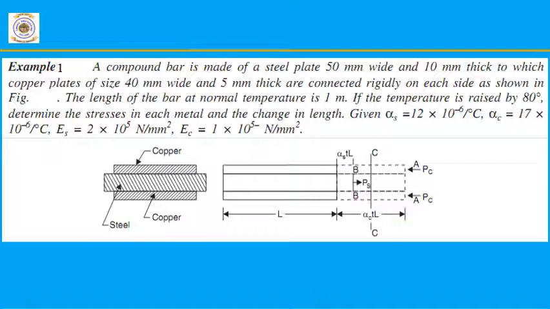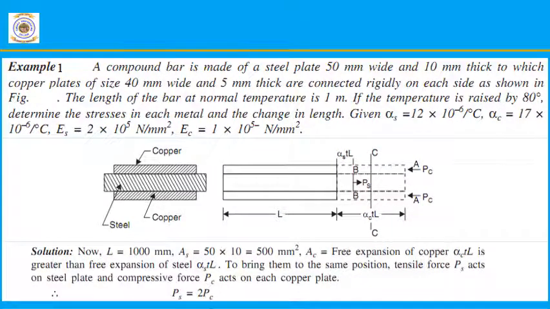So we can see the steel plate is sandwiched between the two copper plates, and we know the copper has a high coefficient of thermal expansion compared to the steel. Therefore, here AC is the free expansion of copper, alpha C into T into L, which is greater than the free expansion of the steel. As I told, copper has a high coefficient of thermal expansion compared to the steel.